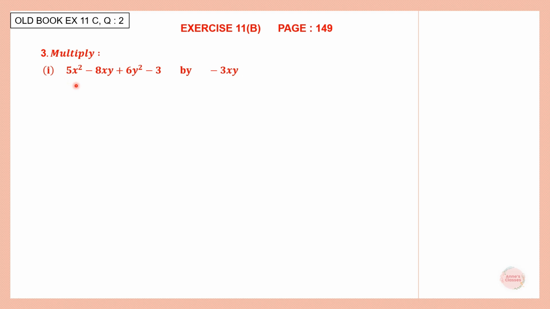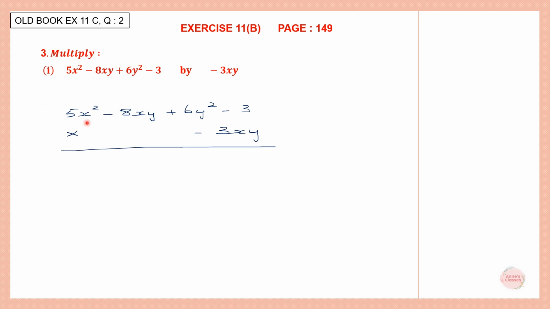Now first let's do the column method. In that we write this polynomial first. So here we have the polynomial 5x to the power of 2 minus 8xy plus 6y square minus 3. And this we're going to multiply by minus 3xy. Now this is how we normally do our regular multiplications, isn't it? The column method. So this is how we are doing here.